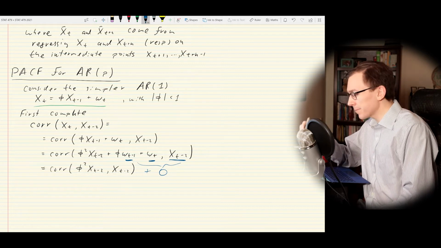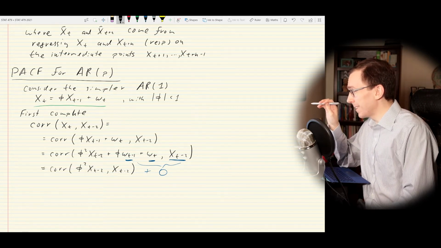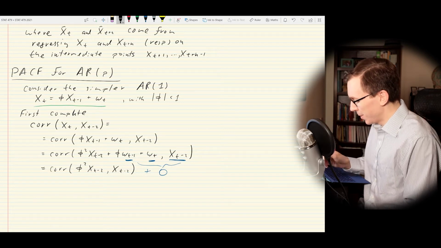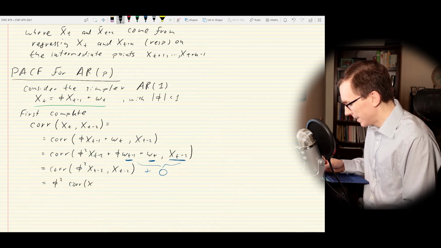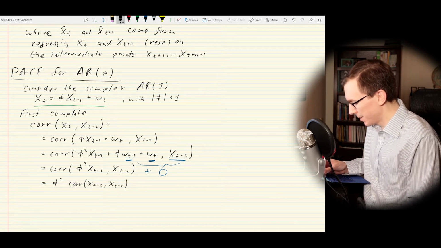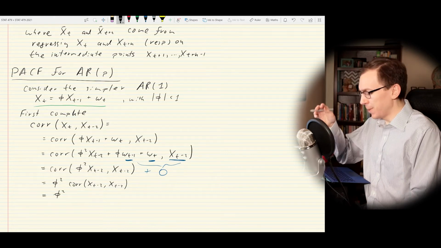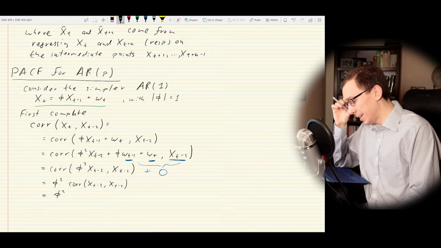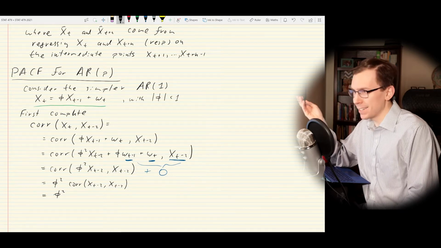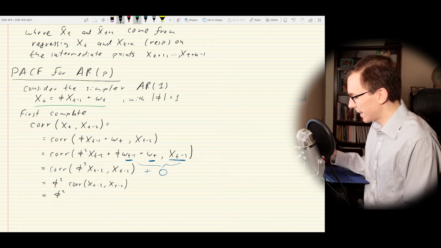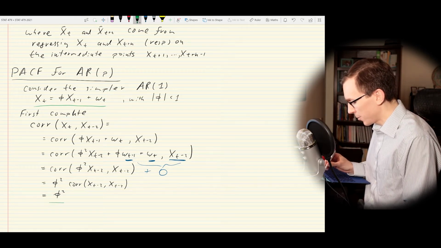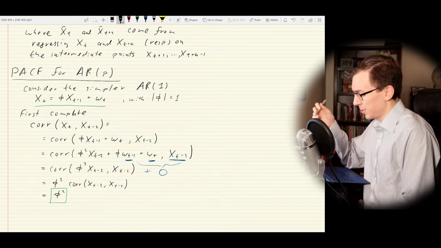So to simplify things, we just end up with phi squared here, and then the correlation of x_{t-2} with x_{t-2}, which is just 1 because it's correlated 1 with itself. If we were doing covariance, we would have to compute the variance of x_t or x_{t-2}, which we've done before. But in this case, we can just skip that and jump right down to the fact that the correlation should be phi squared.